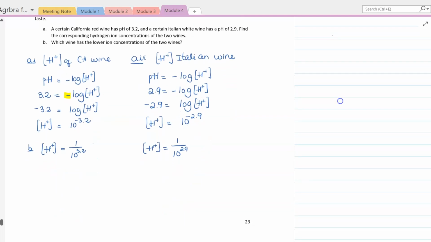So let's compare these two numbers. We know that 10 to the 3.2 is a lot bigger than 10 to the 2.9, and since 1 divided by a larger number gets smaller, it looks like the California wine has a lower ion concentration.